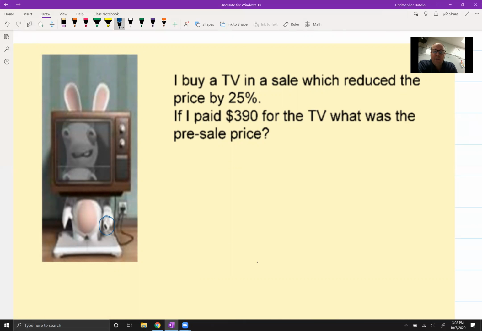All right, so I'm going to buy a TV in a sale which reduced the price by 25%, and I paid $390 for the TV. What was the pre-sale price? All right, so what we're doing is we're looking for the entire price. So what did I pay? If it was 25% off, I paid 75% out of the total. So this is the percentage out of total that I actually paid. Now I'm looking for the total price. So this is part versus the total. The part that I paid was $390.